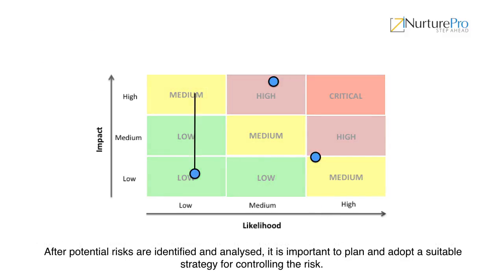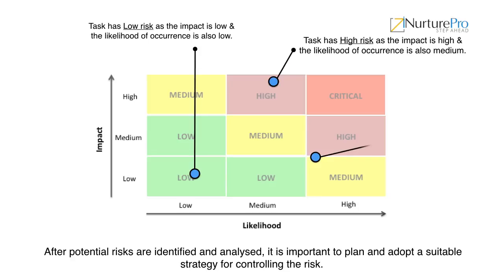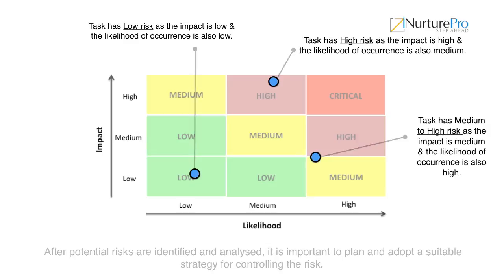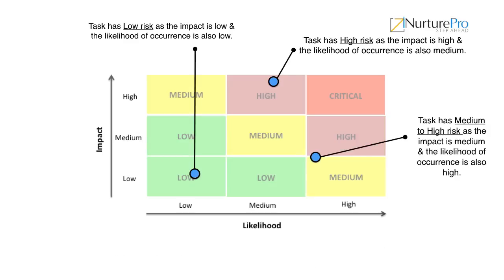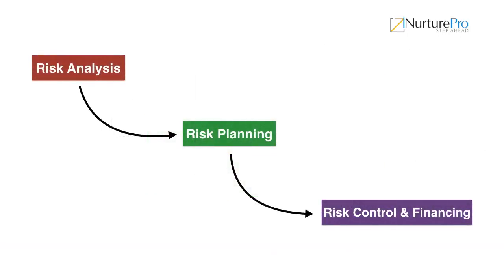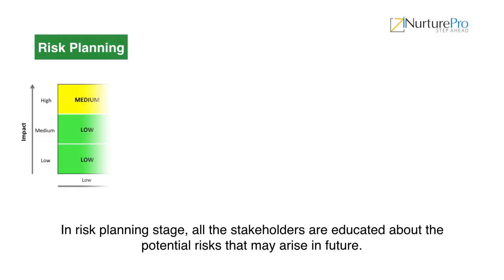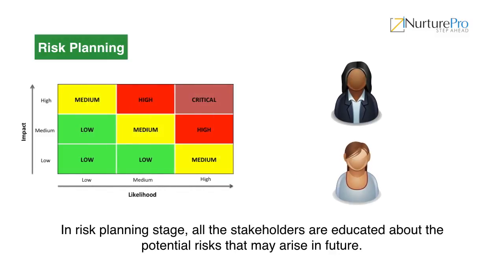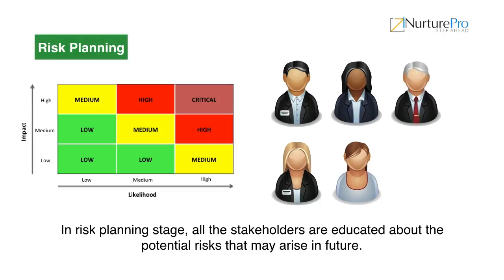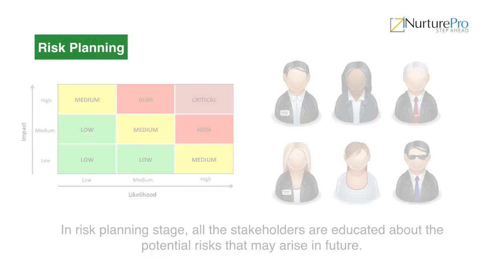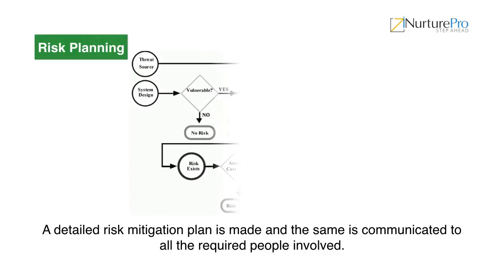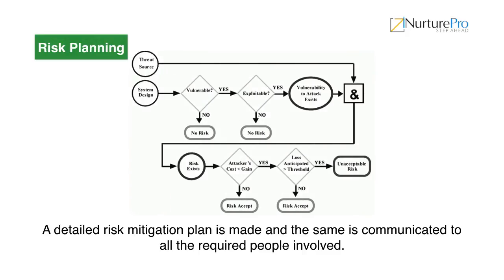After potential risks are identified and analyzed, it is important to plan and adopt a suitable strategy for controlling the risk. In the risk planning stage, all stakeholders are educated about the potential risks that may arise in future. A detailed risk mitigation plan is made and the same is communicated to all the required people involved.